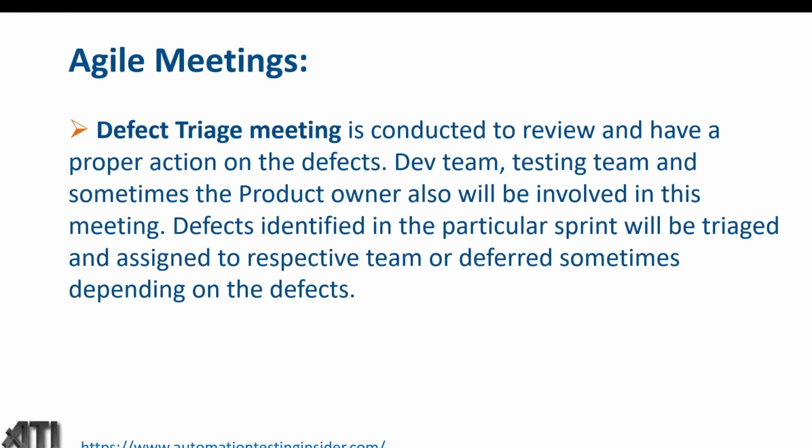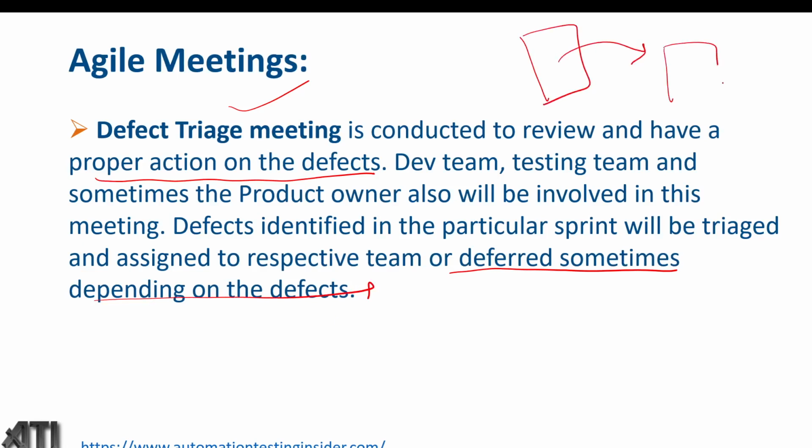Defect triage meeting. This is an important meeting, conducted to review and take proper action on the defects, which I talked about. Dev team, testing team, and sometimes the product owner will be involved in this meeting. Defects identified in the particular sprint will be triaged and assigned to the respective team, or deferred sometimes depending on the defects. Sometimes a defect is not important to fix, so we'll defer it to the next sprint.